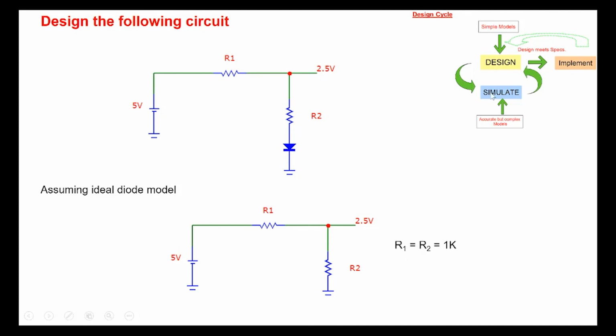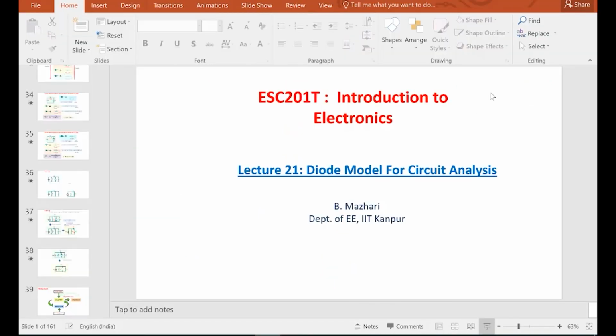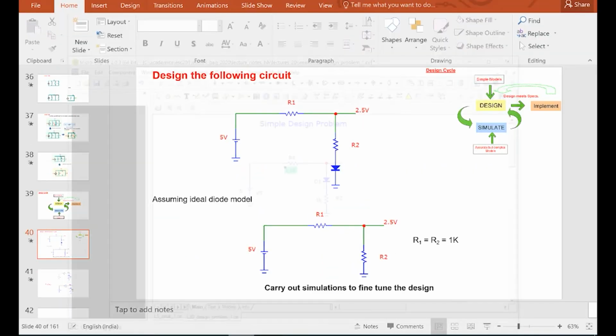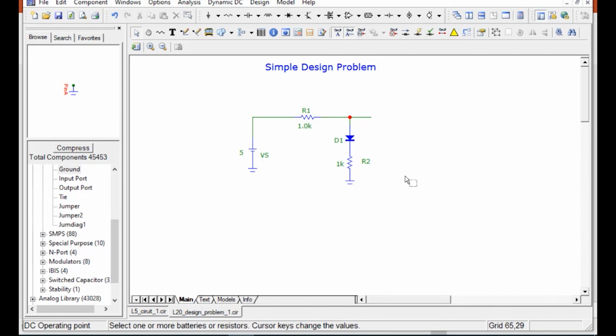So what do we do? After obtaining the design, we simulate it. So let's do the simulation. So we go back and do the simulation here. This is our circuit here: 5 volt here, 1K here, and 1K here. And we simulate it and try to find out what the output voltage is here. The output voltage turns out to be 2.747. So we wanted 2.5, but it is 2.747.